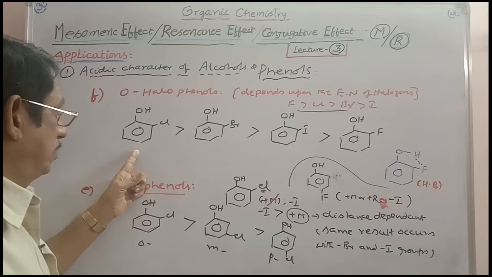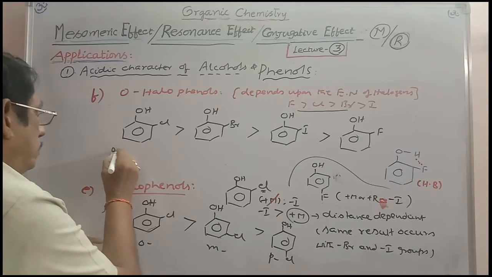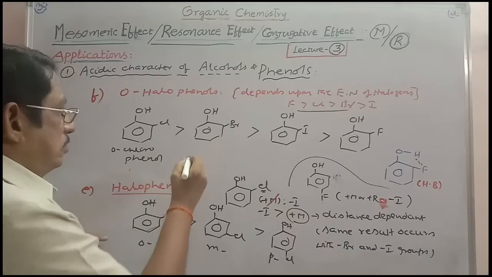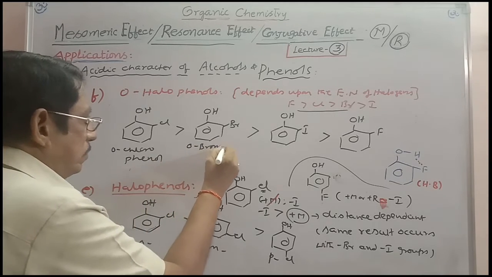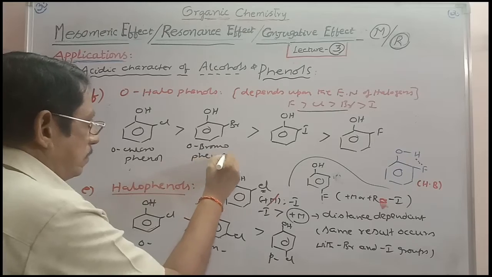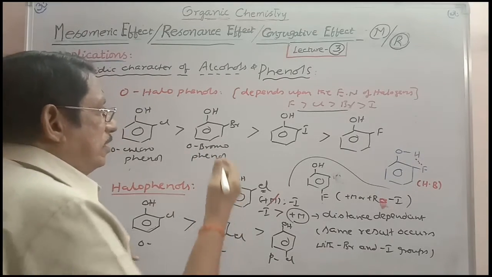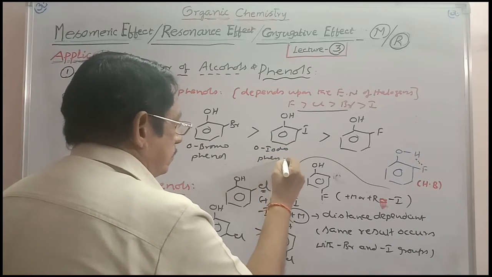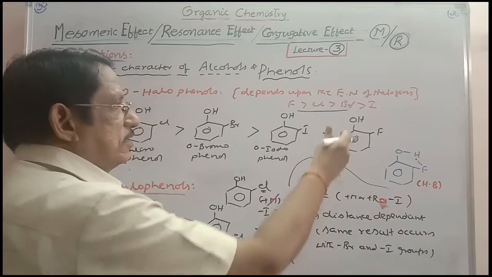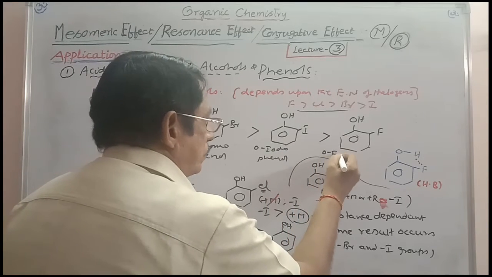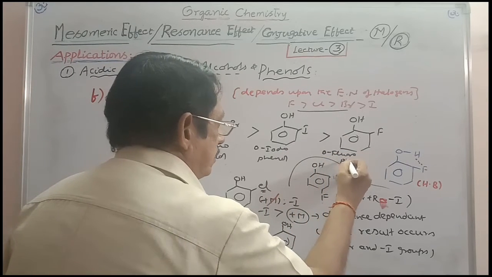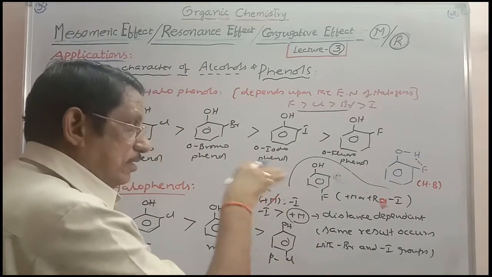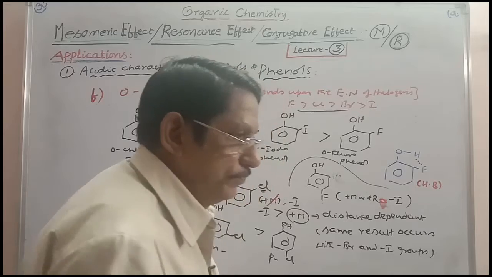Chlorophenol, orthochlorophenol is more acidic than orthobromophenols because electronegativity is decreasing. Orthobromophenols is more acidic than orthoiodophenol. In the case of fluorophenol, orthofluorophenol, if you consider here, this is having the least acidic character than the remaining all the halophenols.